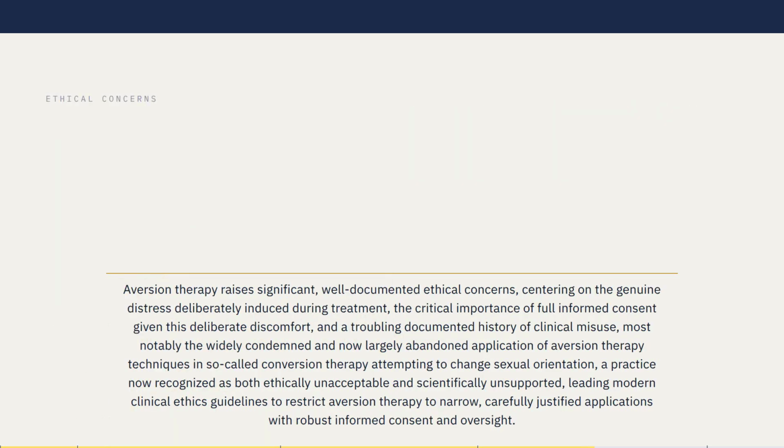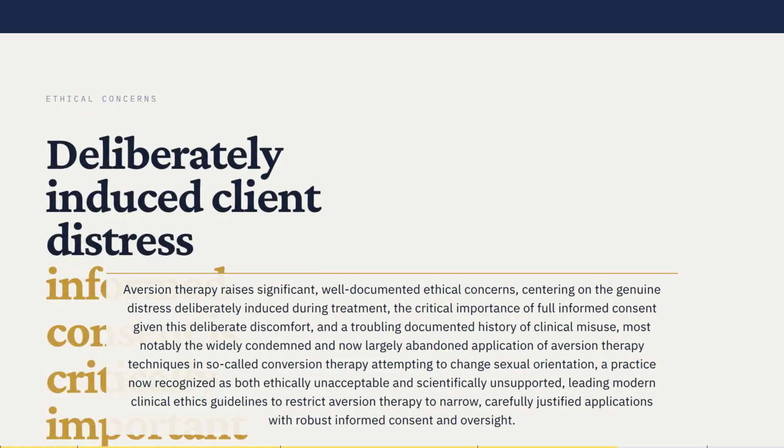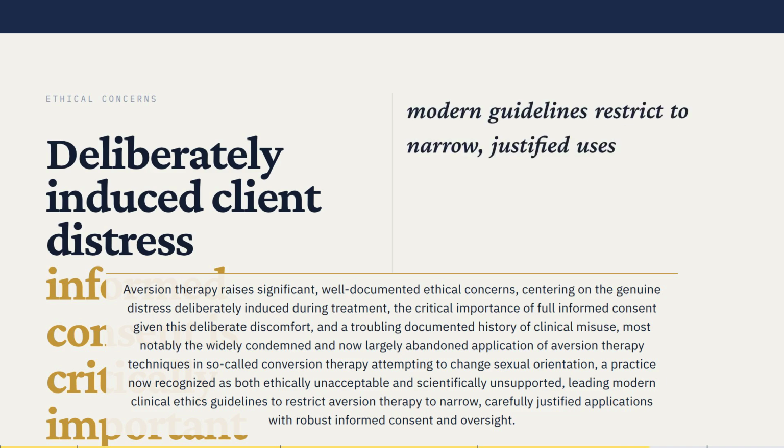Aversion therapy raises significant, well-documented ethical concerns, centering on the genuine distress deliberately induced during treatment, the critical importance of full informed consent given this deliberate discomfort, and a troubling documented history of clinical misuse, most notably the widely condemned and now largely abandoned application of aversion therapy techniques in so-called conversion therapy attempting to change sexual orientation, a practice now recognized as both ethically unacceptable and scientifically unsupported, leading modern clinical ethics guidelines to restrict aversion therapy to narrow, carefully justified applications with robust informed consent and oversight.